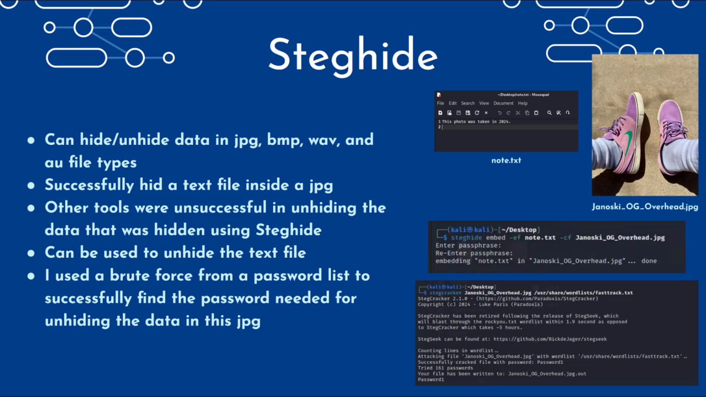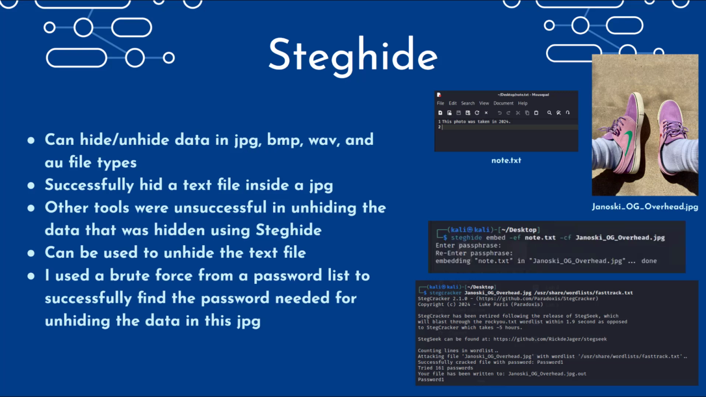I installed StegHide on my virtual Kali machine, and it can hide and unhide data in JPEGs, BMP, WAV, and audio file types. I was able to successfully hide a text file inside of a JPEG, which can be seen on the right, the note.txt, as well as the picture of the shoes. And underneath it, you can see the coding that I used to successfully hide it.